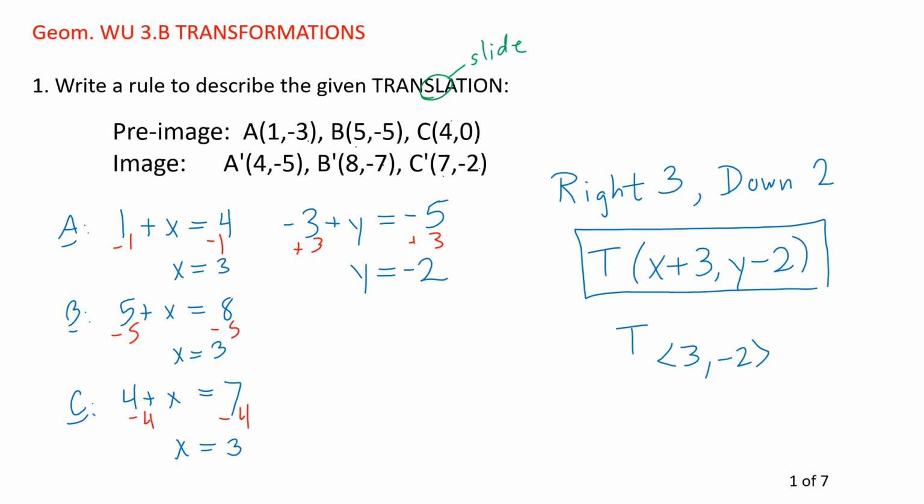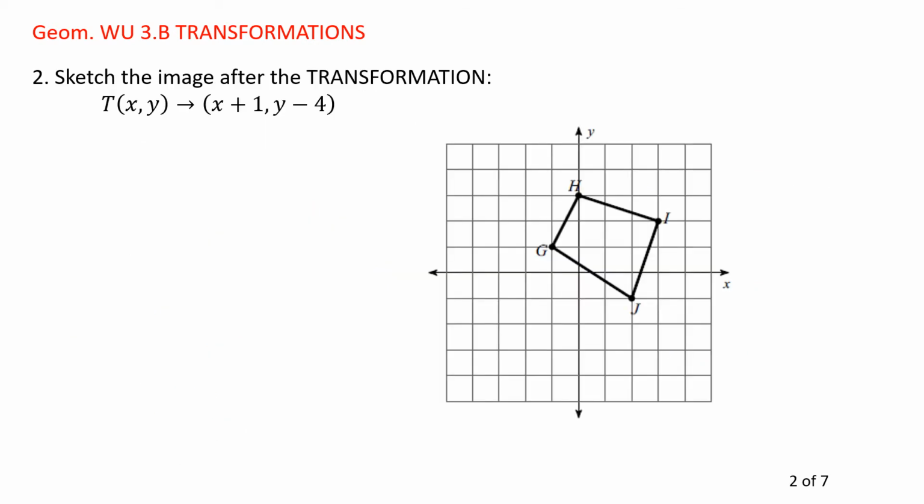Translation. How about a graph? Sketch the image after the translation. Remember, this is the pre-image. I'm going to result in the image. This is saying I want to go to the right 1 and down 4. So just pick any point, go over 1 and down 4. There will be I prime. Do it for all of them.